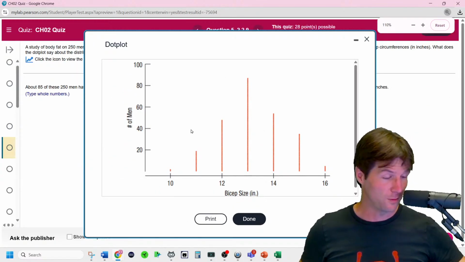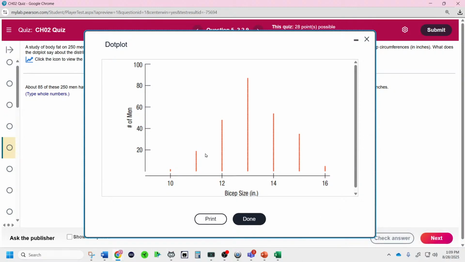That's very normal. This is very normal, symmetric. 85 had a bicep close to what? You see all the dots. 85 of them-ish had a bicep close to what measurement? 13.